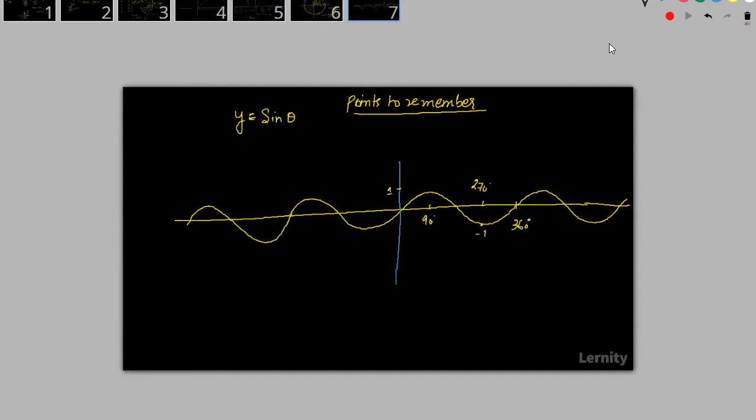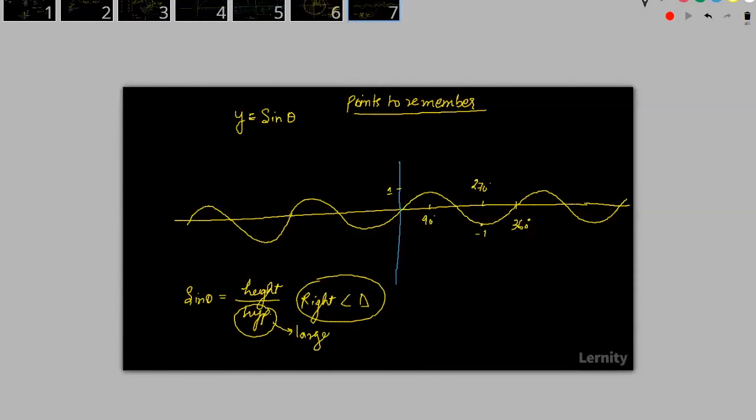Side can never be, because see, sine theta is what? Sine theta is height upon hypotenuse, right? And this is a right angle triangle. In a right angle triangle, the largest side is the hypotenuse. This is the largest side. Okay. And if this is the largest side, this height will always be less than the hypotenuse.